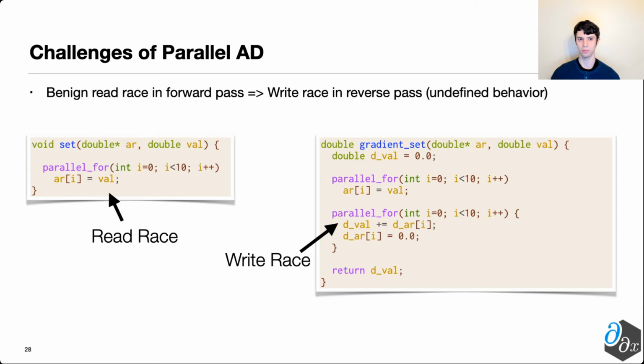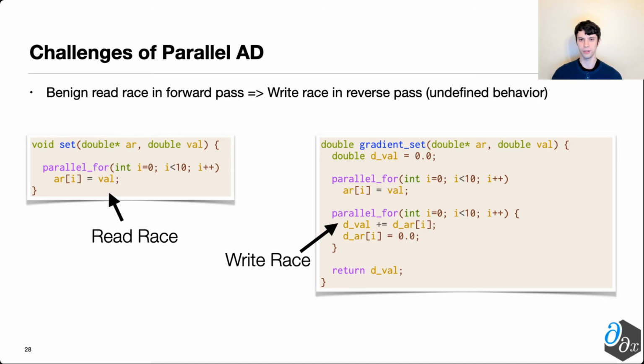However, it does contain what's referred to as a read race. In essence, we're reading in 10 different threads the same value val at the same time. Of course, reading these 10 things at the same time doesn't result in any non-deterministic behavior, so it's perfectly fine again for the forward pass.